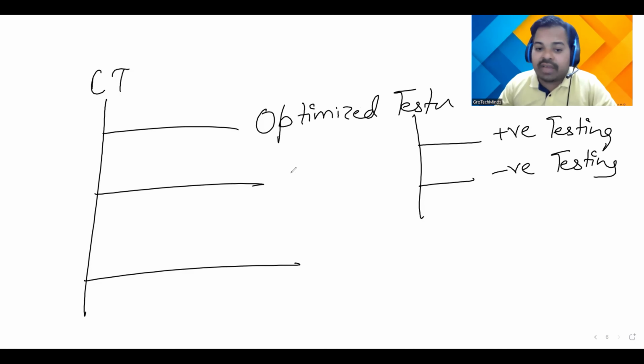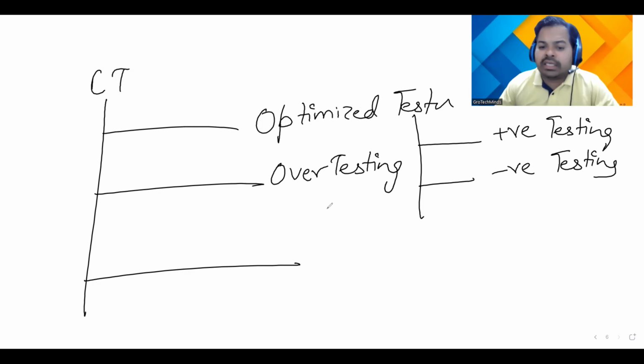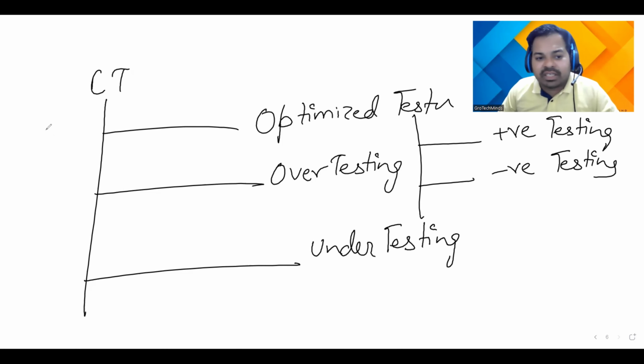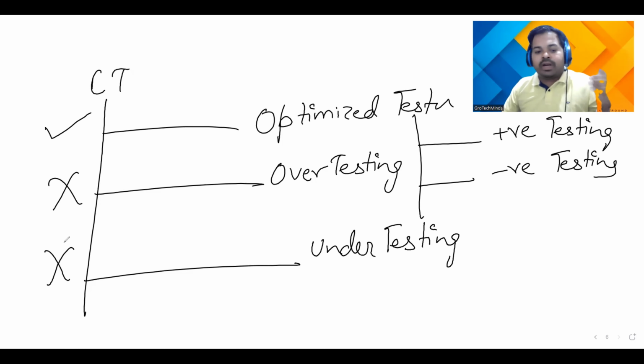The other type of testing we have is called over testing. The other type of testing we have is called under testing. Guys, these are the three types of testing that you have under component testing, right? For namesake, you need to know that these are the three types of testing we have under component testing, which are called optimized testing, over testing, and under testing. This is something that you will be doing, and this is something that you have to avoid doing. I will explain what over and under are later.